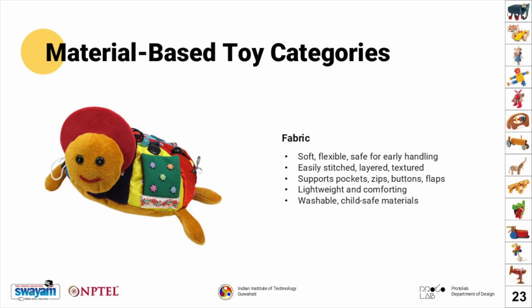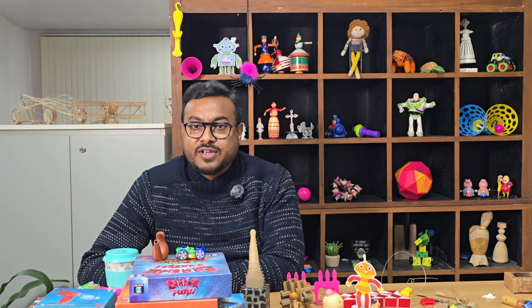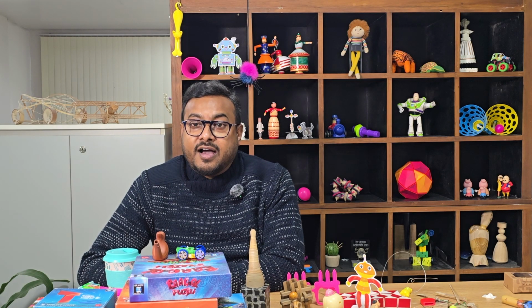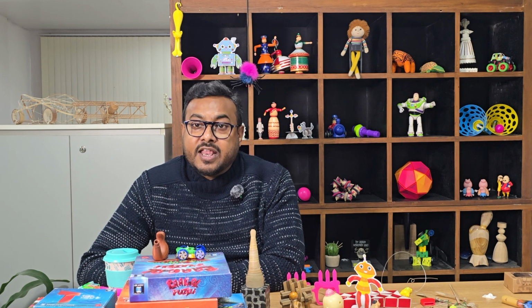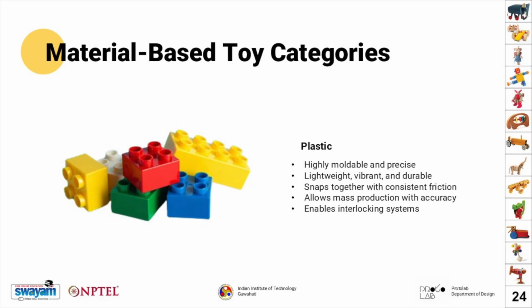emotional grounding. Plastic. Most mass-produced toys today are plastic. This is because they are lightweight, can be made colorful, and are easy to manufacture because they can be molded into almost any shape. Lego works because of plastics.